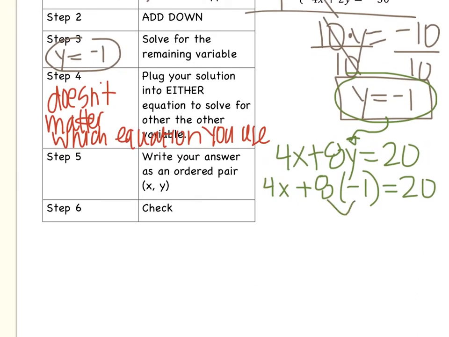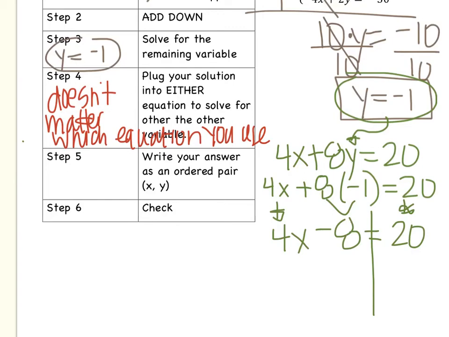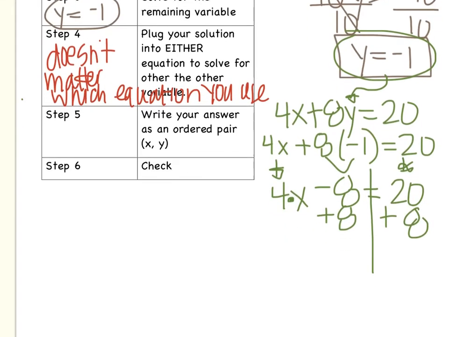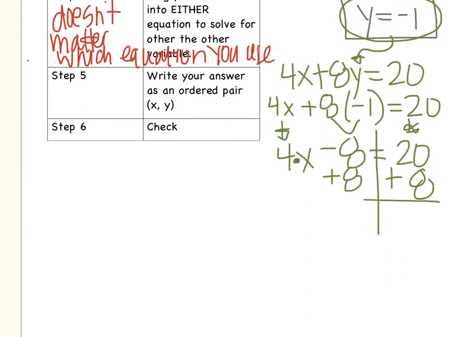Now I'm going to do the math. Positive 8 times negative 1 gives me negative 8. Again, I'm going to bring everything else down. So I have 4x minus 8 equals 20. It's a two-step equation. Again, I'm going to eventually solve and get x alone. I can't do that because the 4 is in front, but I also can't do that because this negative 8 is here. So I'm going to add 8 to both sides. That's the opposite. My negative 8 and positive 8 cancel. I'm left with 4x equals 28.